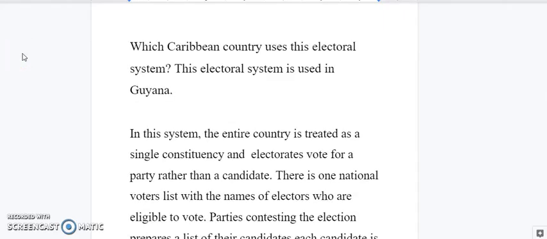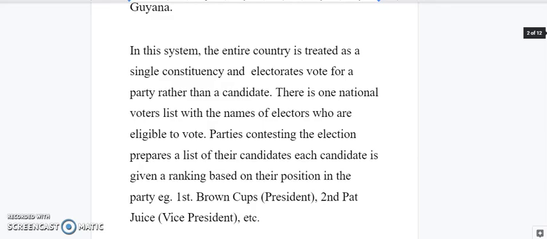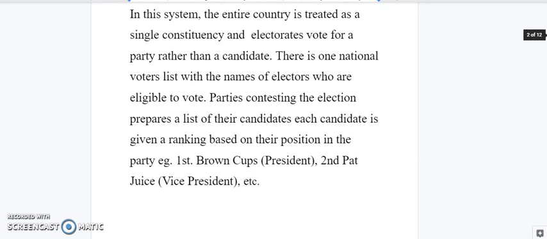In this system, the entire country is treated as a single constituency, and electorates vote for a party rather than a candidate. Now, there is one national voters list with the names of electors who are eligible to vote. Parties contesting the election prepare a list of their candidates. Each candidate is given a ranking based on their position in the party.